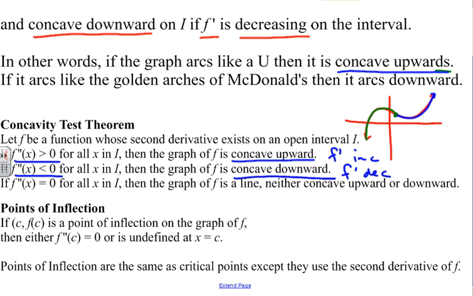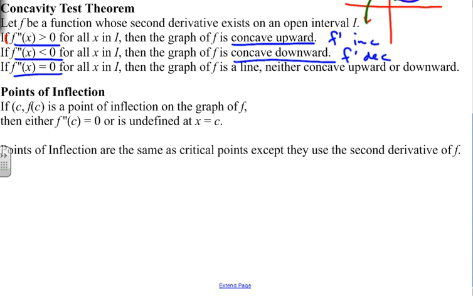Now, finally, where does all this change? Well, when you realize that f double prime equals 0, well, that's where we have neither concave up or concave down. But actually, that's also where we can locate points of inflection. Points of inflection are defined where, on a graph, there is a change in signs. Okay, change in signs. So when f double prime equals 0, or where it's undefined, that's a possible point of inflection.